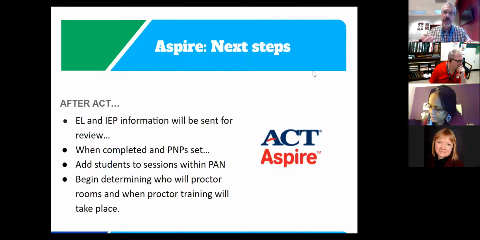Once we go through that process and it's reconciled and you say, yes, we're all good, then we're going to go in and complete what's called the personal needs profile. Since Aspire is a computer-based test, we have to go in and check the boxes, so to speak. So we have to provide those accommodations and supports for students in Pearson Access Next. And of course, they come up with the PNP acronym, so personal needs profile.